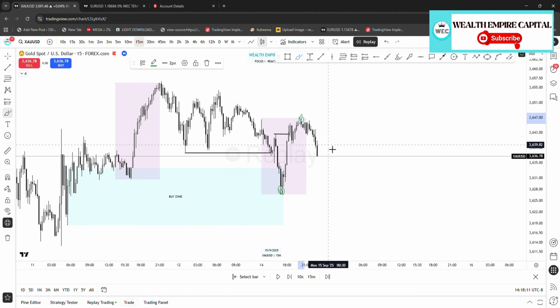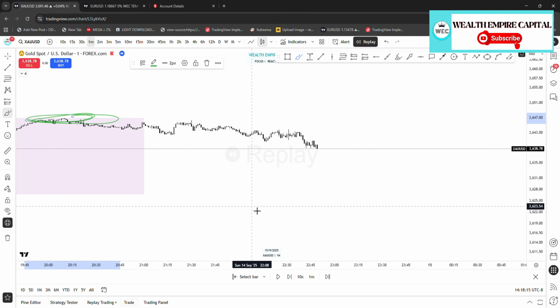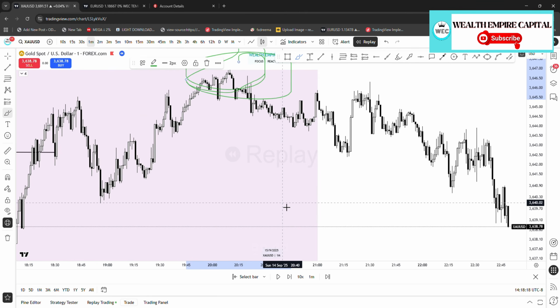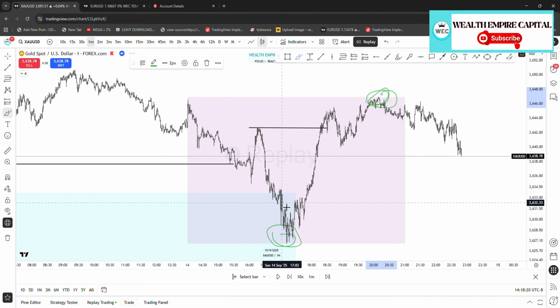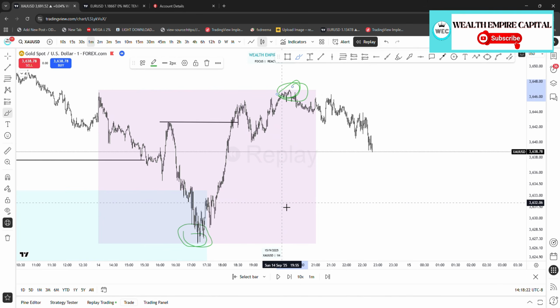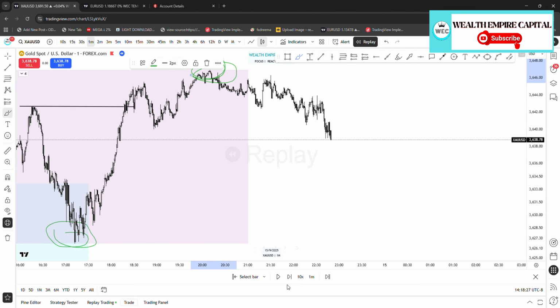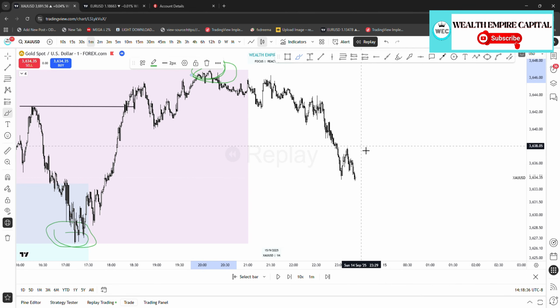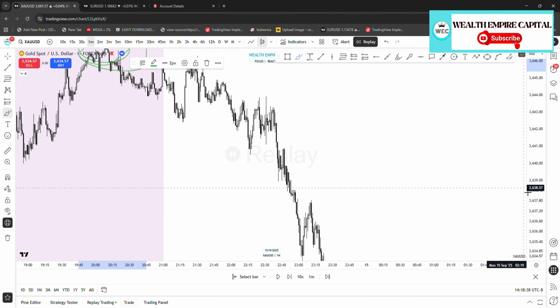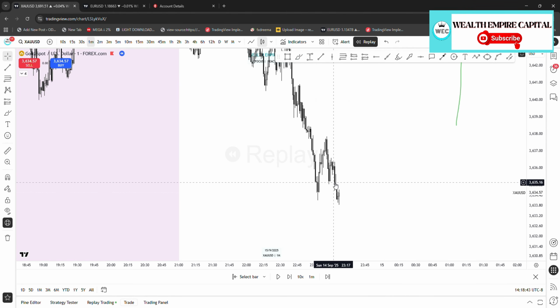The setup is ready. The only thing left for me to do is just to go to M1 and wait for my entries. Now all my entries are time based. I have specific times that I need to wait and take my entries. So I just waited nicely. Let's play price forward a little, and once we have this, let me show you real quick. Boom, that was the confirmation I needed. That is all, nothing else.